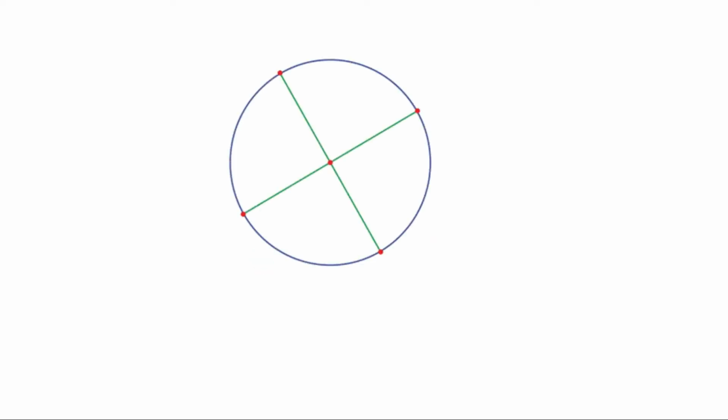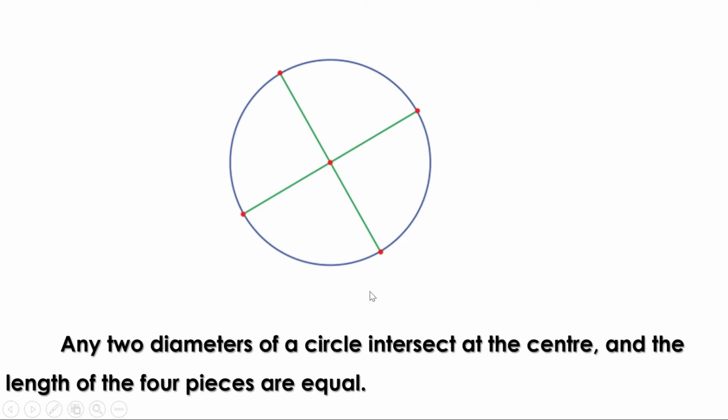Look at this picture. Two diameters are drawn. They intersect at the center. Now, there are four pieces and all these four pieces are equal because they are radii of this circle. That means any two diameters of a circle intersect at the center and the lengths of the four pieces are equal. Now, instead of diameters, suppose we draw two chords which are not diameters.